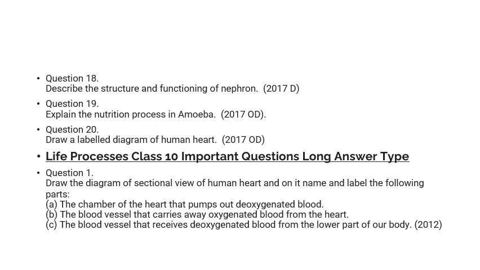Okay, in this life processes lesson, question number 1: draw the diagram of a section of the human heart and label the following parts. The chamber of the heart that pumps out deoxygenated blood, the blood vessel that carries away oxygenated blood from the heart, the blood vessel that receives deoxygenated blood from the lower part of our body. You have to think and find the answer for this.